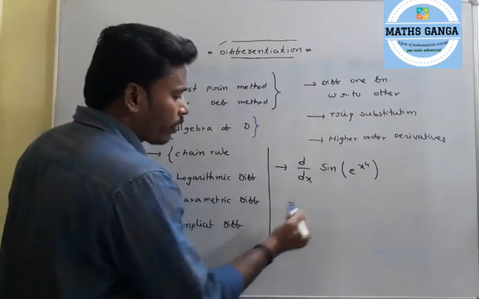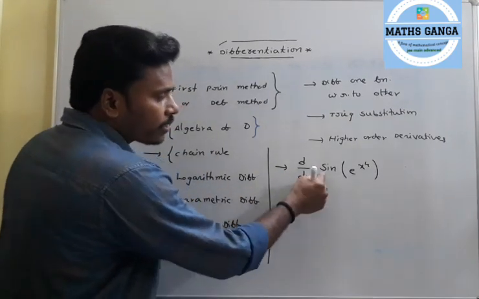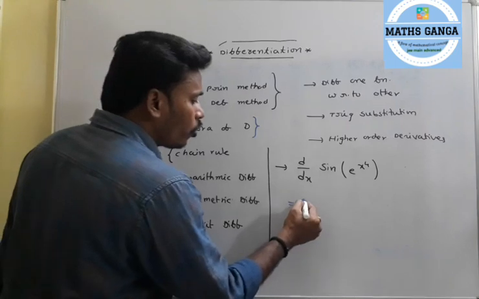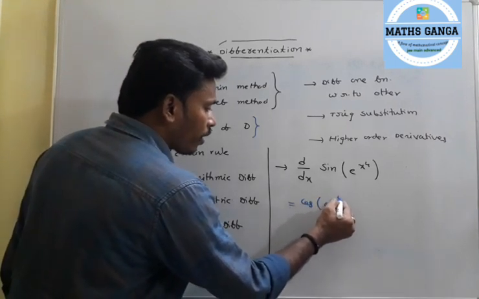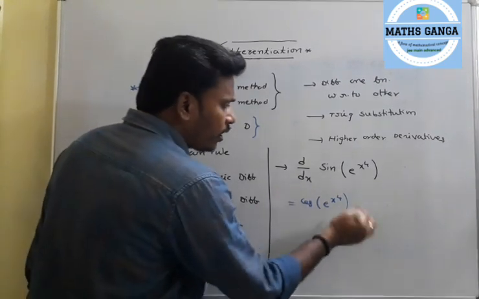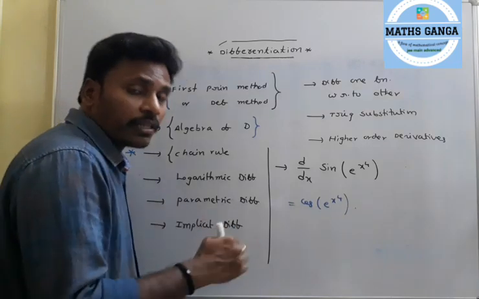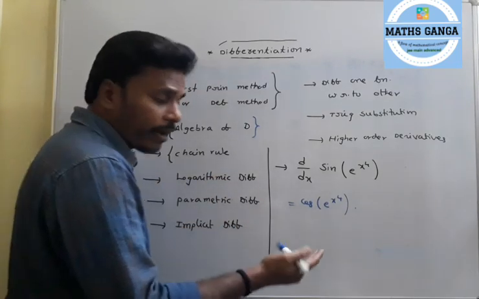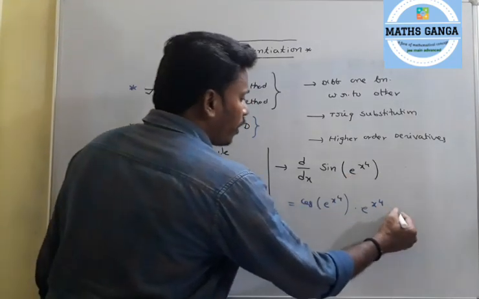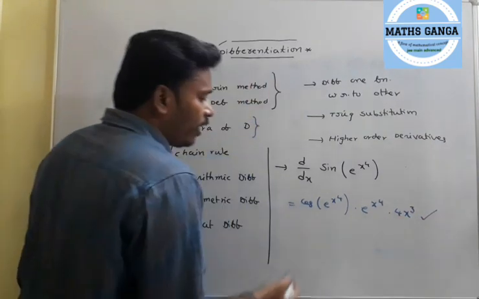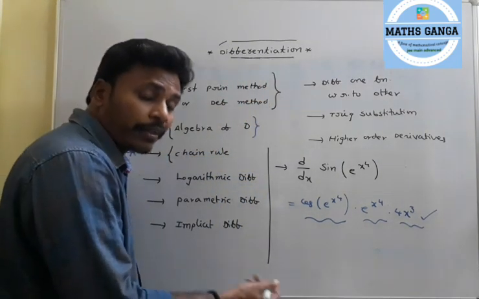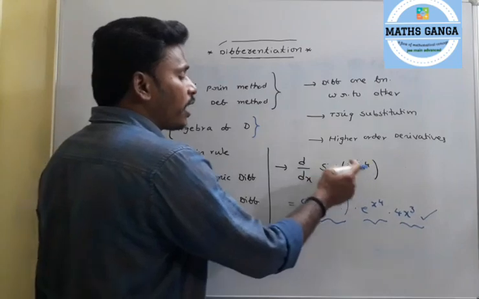So how to write its derivative? First of all, you need to concentrate on this sine. Sine of something. See, for sin x, the derivative is cos x. For sine of something, the derivative is cos of that something. So, cos of e power x power 4. For sine, it is clear. Then, e power x power 4. See, for e power something, the derivative is e power that. e power x is e power x. So, for e power x power 4, the derivative is e power x power 4 itself, into, for x power 4, the derivative is 4x cube. Finally, cos of e power x power 4 into e power x power 4 into 4x cube is the derivative with respect to x for the function sine of e power x power 4.